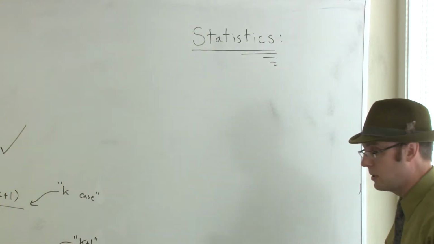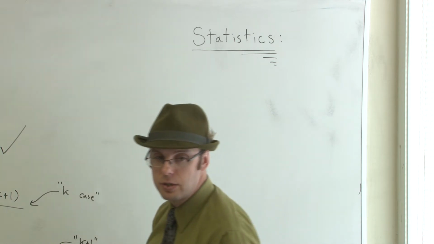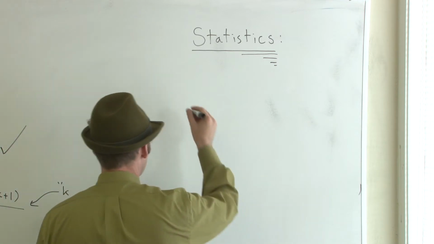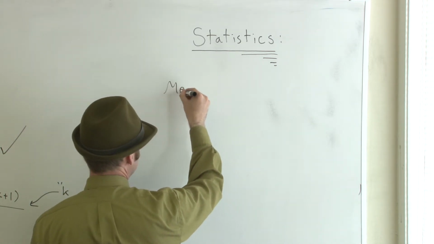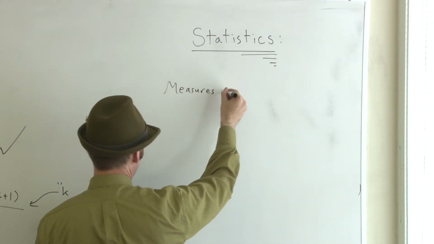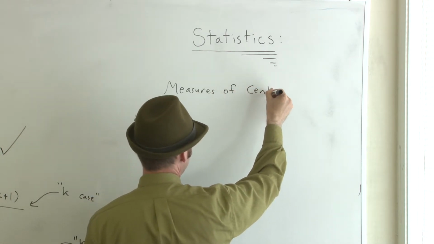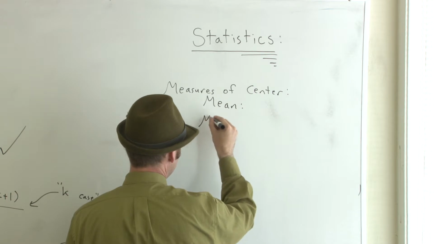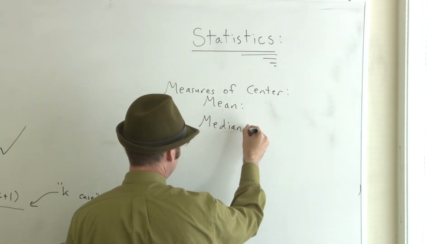Okay, so stats, all the stats that you're doing in this course are going to be basically the measures of center and the measures of variation. So, measures of center are what you've been doing since like 7th grade. The mean, the median, and the mode.